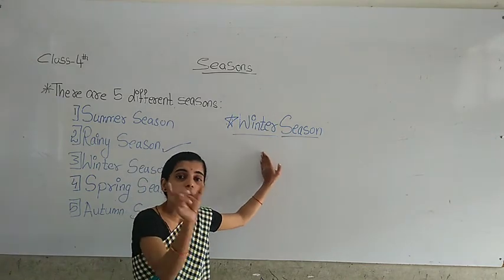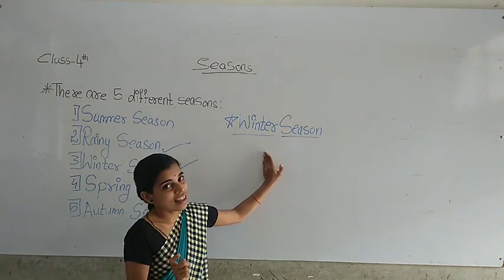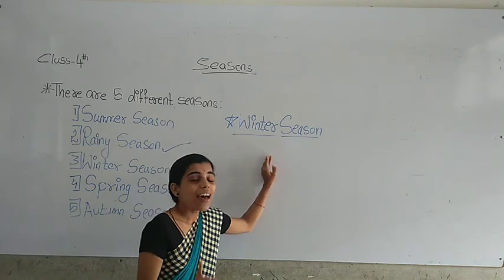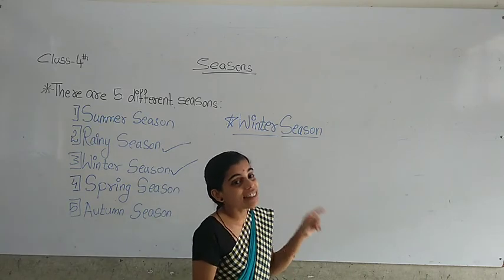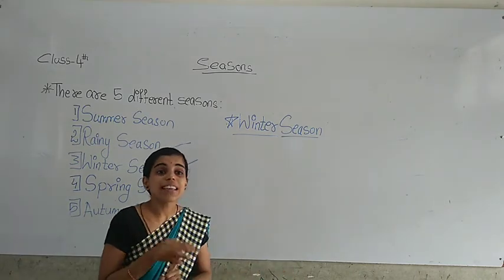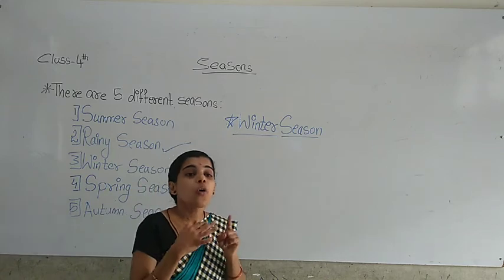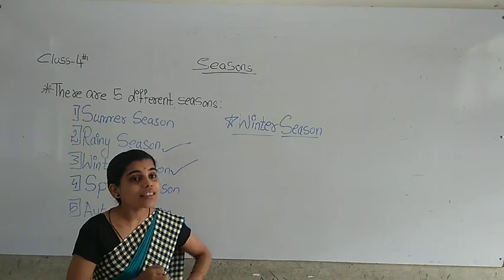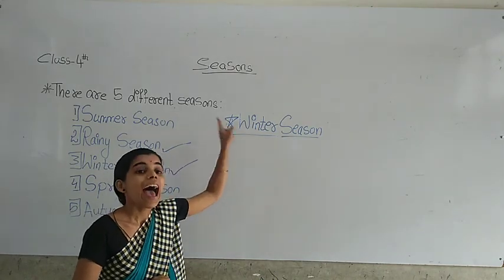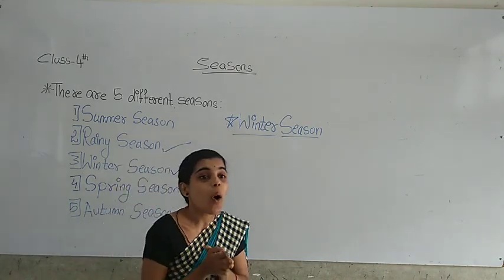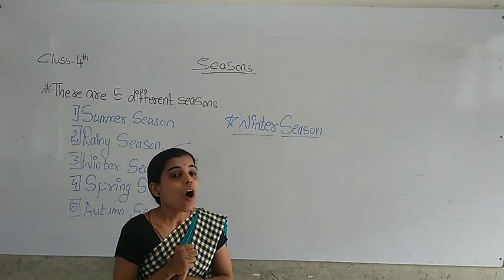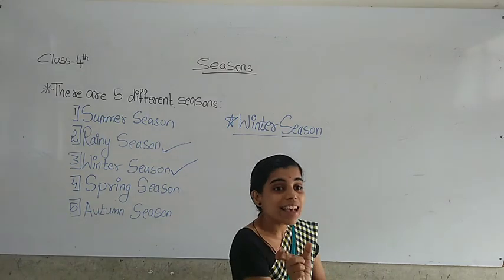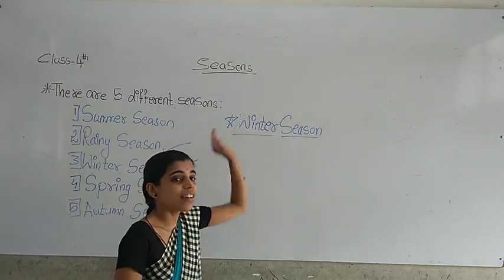Why do we wear woolen clothes? Yes, to protect our body from cold. So we wear sweaters and jackets in winter season. Winter season is the coldest season, so we wear woolen clothes. And we eat hot food. We drink hot drinks like soup, tea, coffee in the winter season.